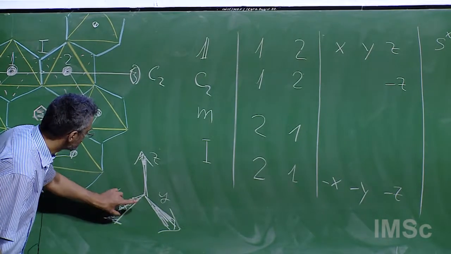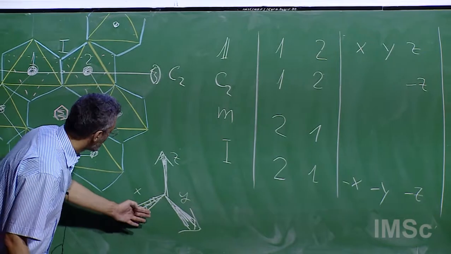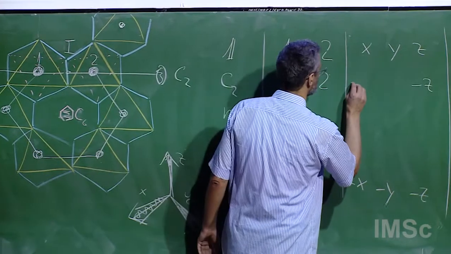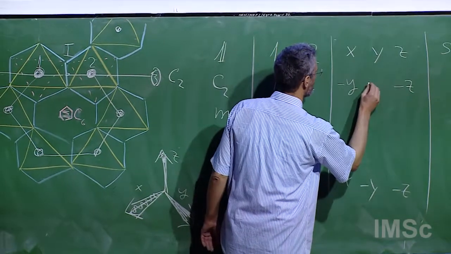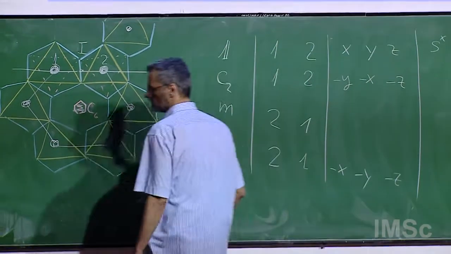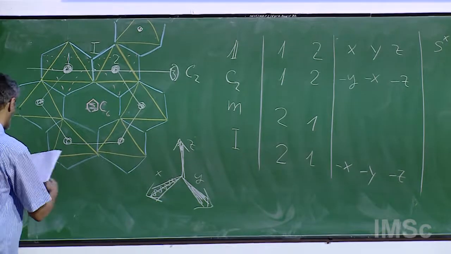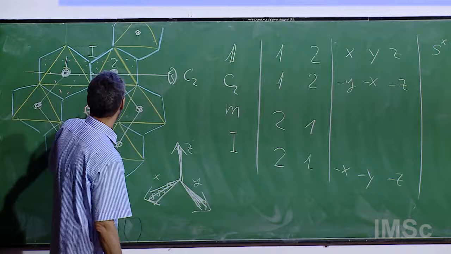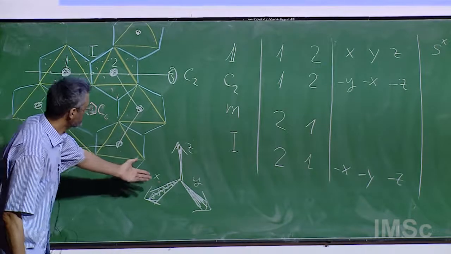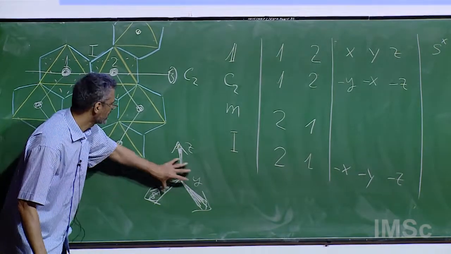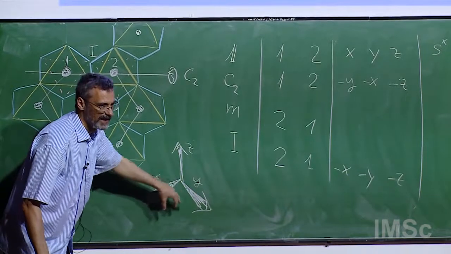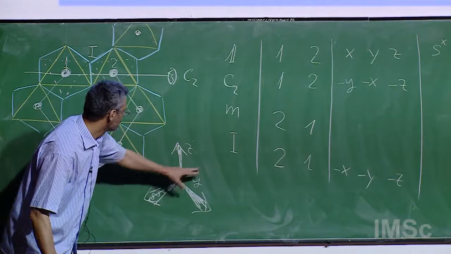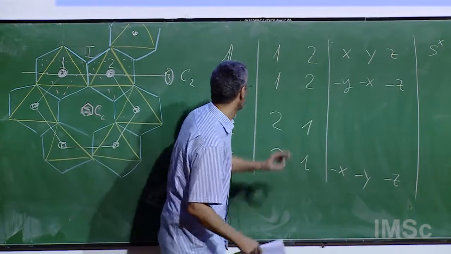If we rotate this, then x will actually become minus y, and y will become minus x. I hope it is correct. So you just take the cube. I mean, this is like having the three edges of a cube and you rotate by C2, then you will see that this will happen.